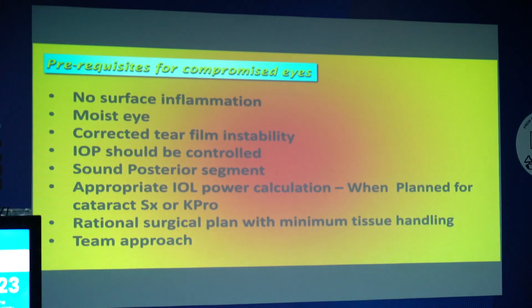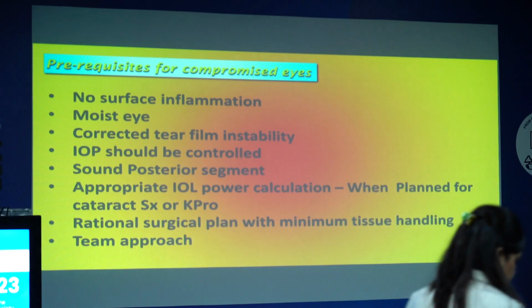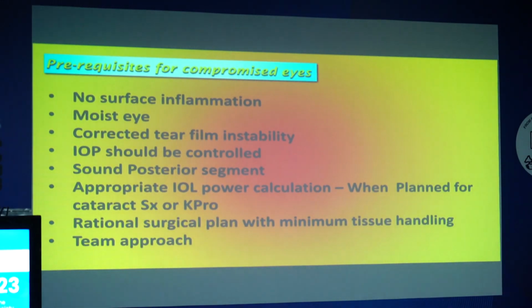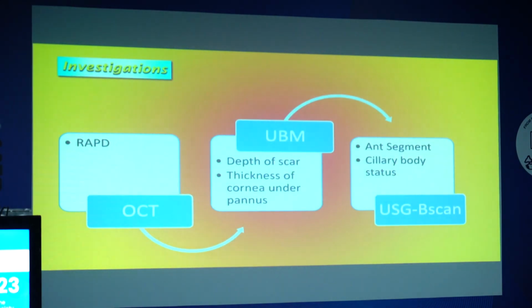Prerequisites for the compromised eyes: no surface inflammation, moist eye, correct tear film stability. IOP should be controlled, the posterior segment to be checked by USG scan, and appropriate IOL power calculation when planned for cataract surgery. A rational surgical plan with minimum tissue handling and a team approach is always rewarding. And minimum investigations: if possible, you can check the pupillary reactivity, you can at least predict the integrity of the optic nerve. Do OCT, anterior segment OCT, to know the depth of the scar or the depth of the pannus, and thickness of the cornea under the pannus. You need to know the anterior segment or ciliary body, and USG scan to know the posterior segment.